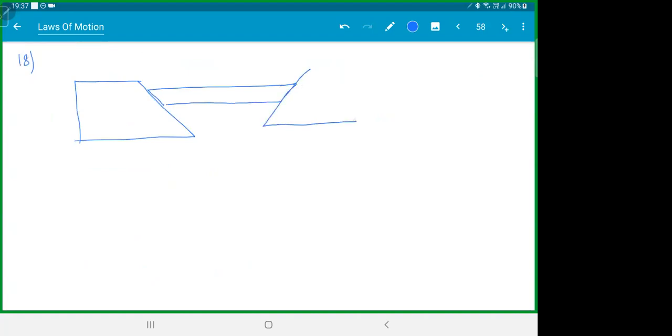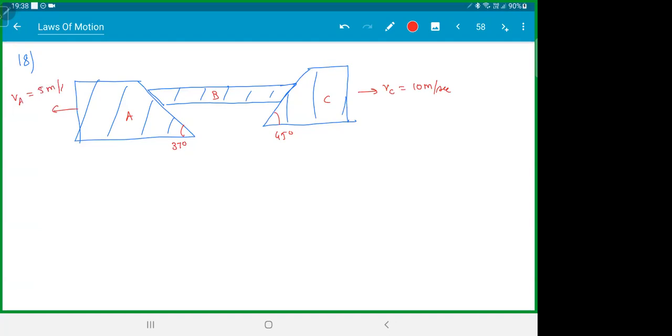Let's have two edges like this. This is A, this is B, this is C. This angle is 37 degree. This angle is 45 degree. This guy VC is going with 10 meter per second. This guy VA is going with 5 meter per second. Yeah, find VB.